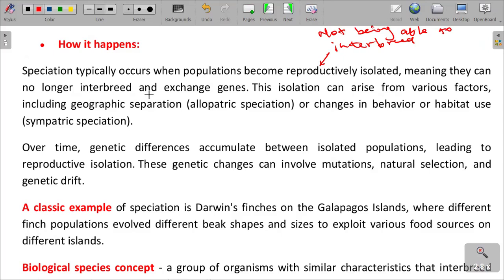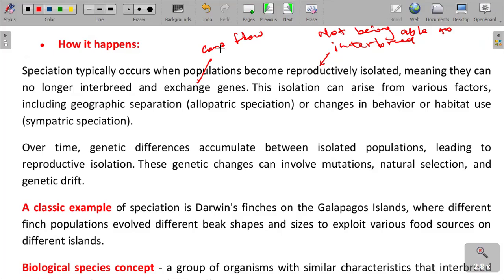So the absence of breeding together means also there is no exchange of genes. We are talking about gene flow that we talked about before. So when population species are not able to interbreed, it means there is also no gene flow between them.